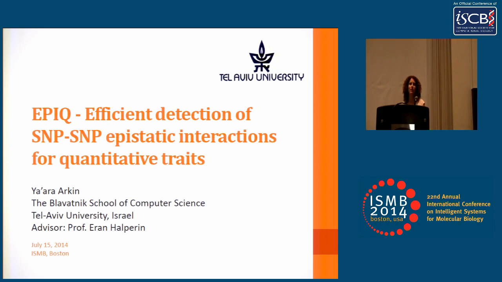And I'm going to start with a small spoiler. We ran our method on real data and found two near-significant interacting SNPs. And we also compared our method to state-of-the-art tools and saw that in terms of runtime, there's an order of magnitude improvement.